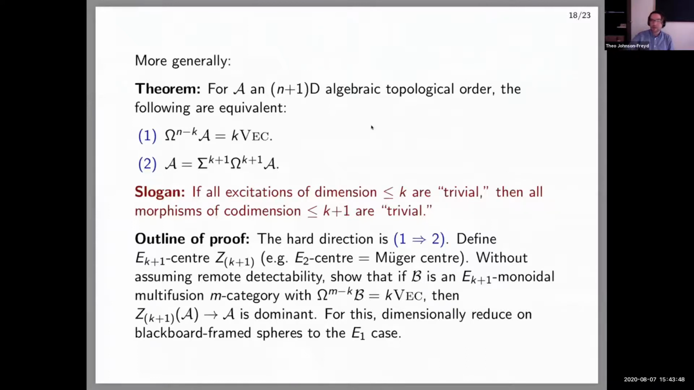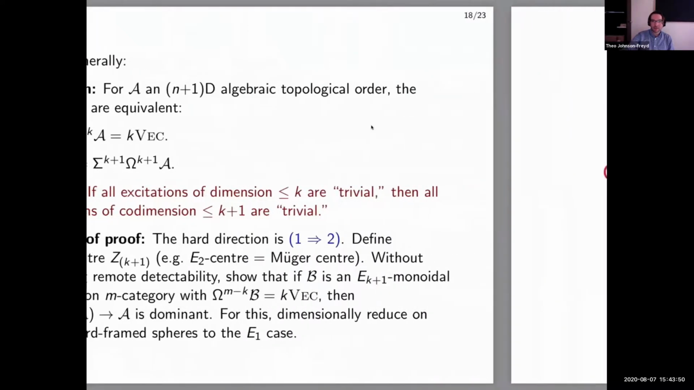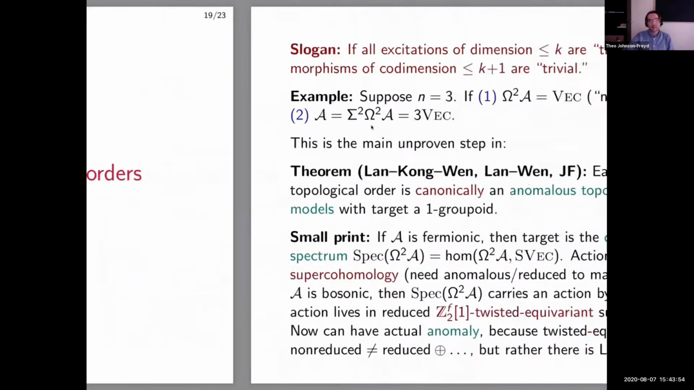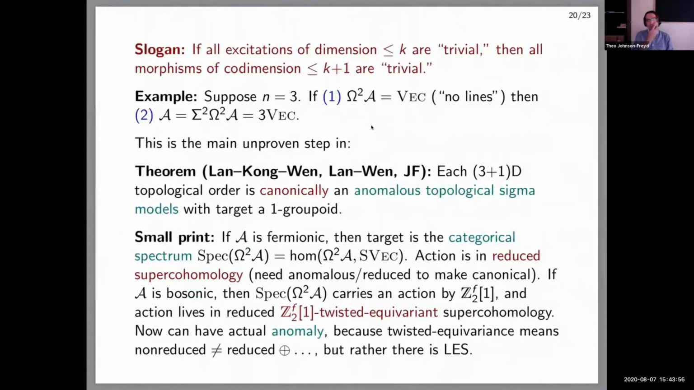Okay. So I have 2 minutes left, so now I can tell you why I cared about these things. The reason I cared was the following. Again, I'll repeat the slogan. The slogan is that if all excitations of dimension at most k are trivial, understood correctly, then all excitations of codimension at most k plus 1 are also trivial.